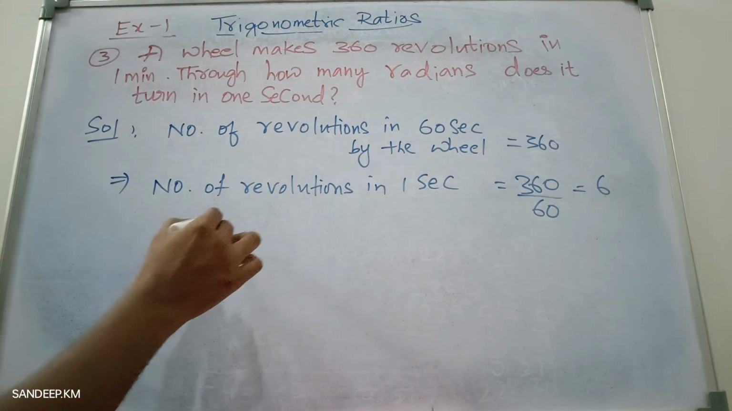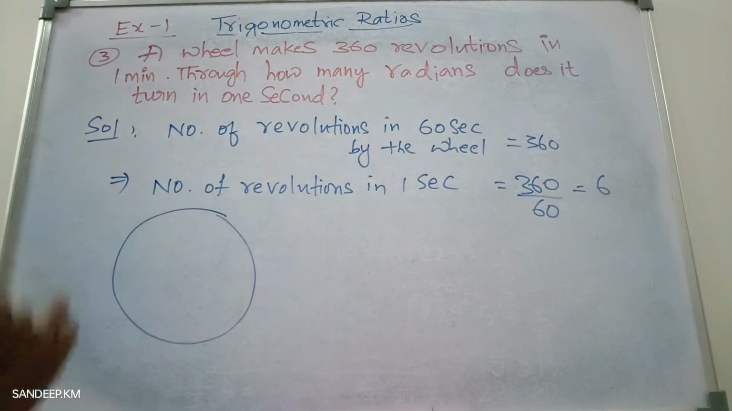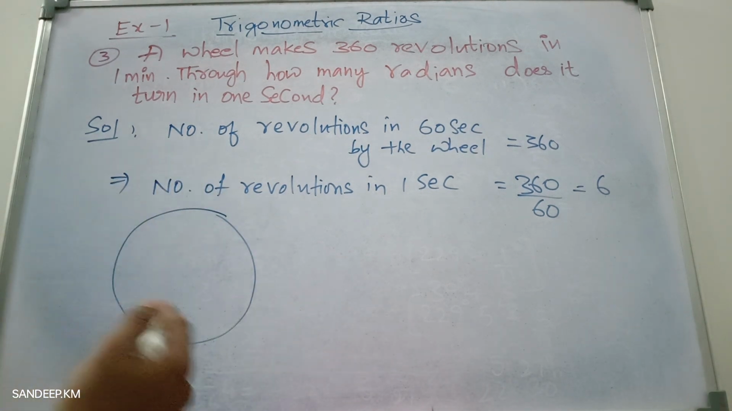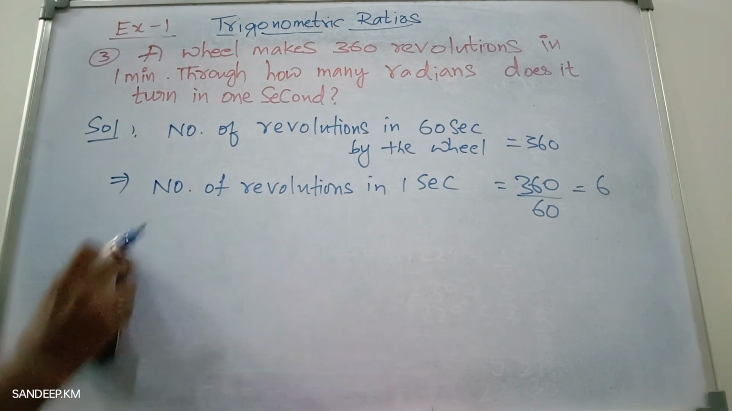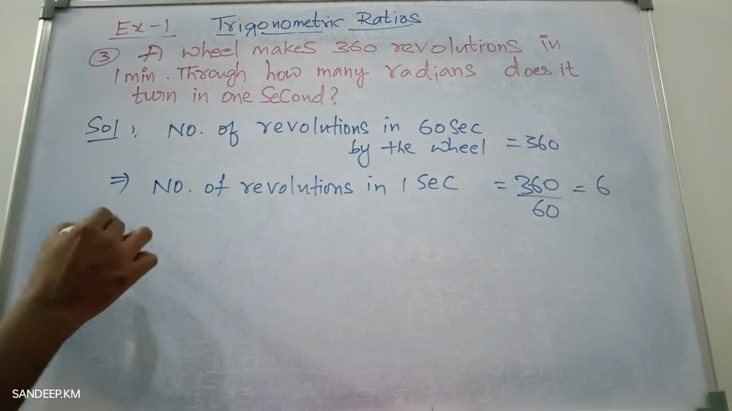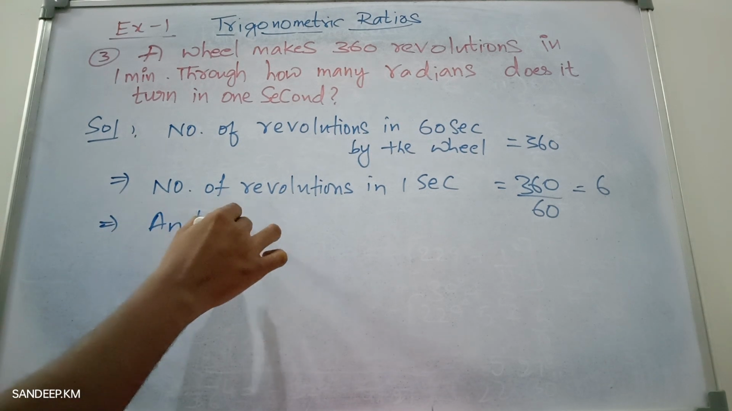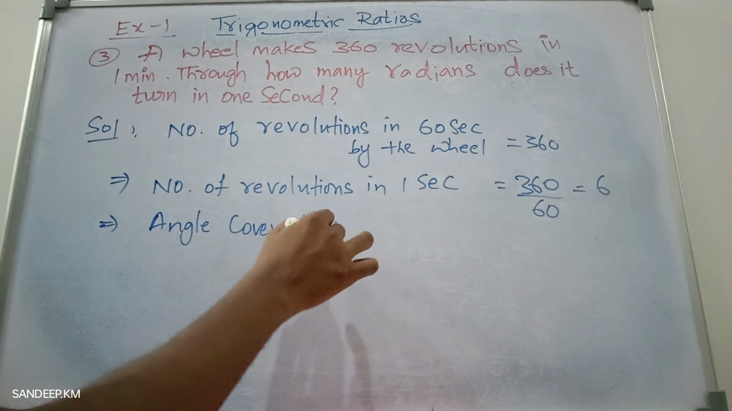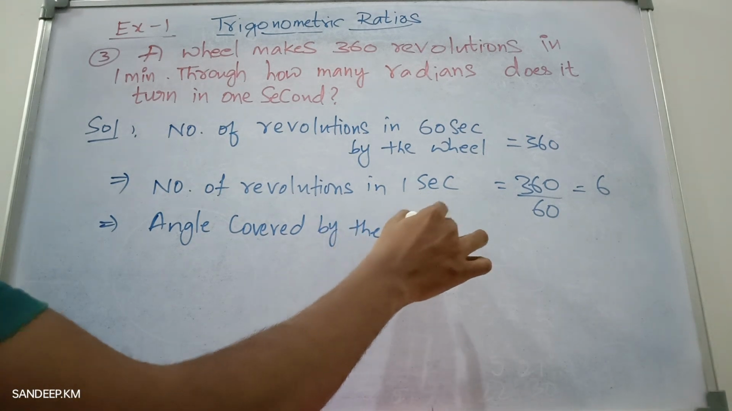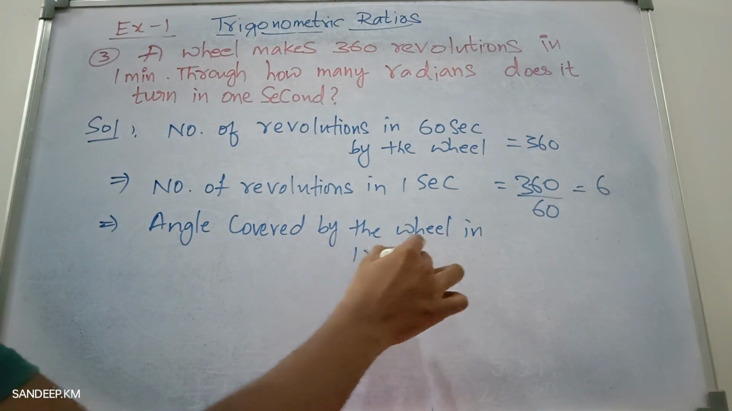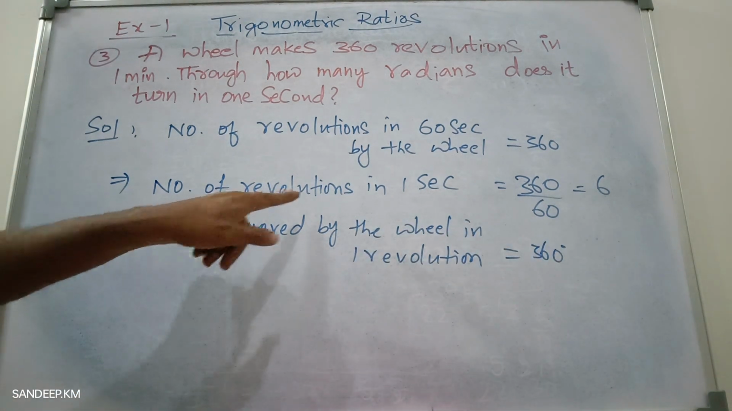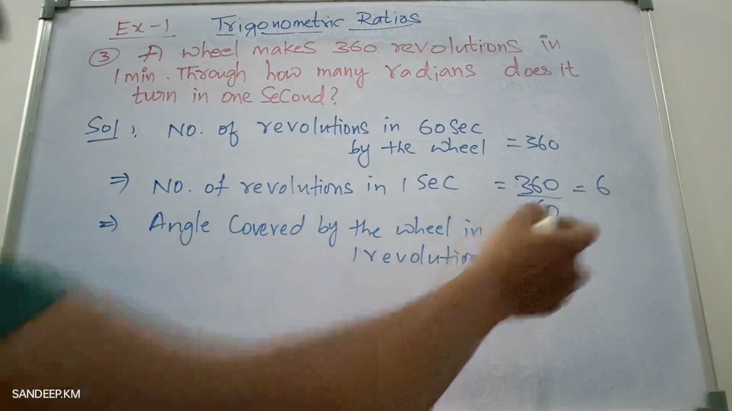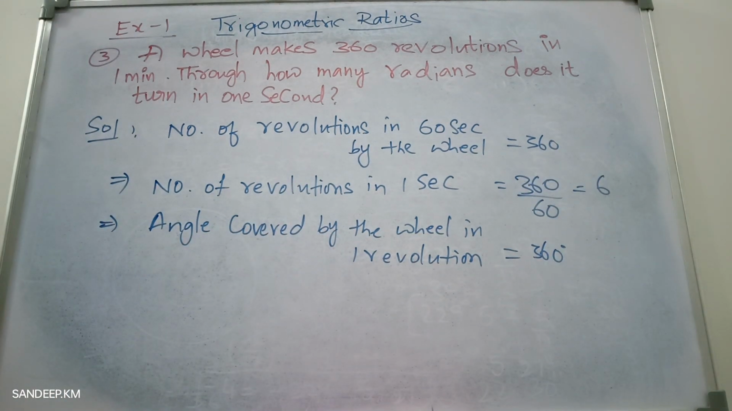Dear students, what is the angle covered in 1 revolution by the wheel? 1 revolution means 1 round, which is nothing but 360 degrees only. So angle covered by the wheel in 1 revolution is 360 degrees, and here in 1 second the wheel has made how many revolutions? In 1 second the wheel has made 6 revolutions.